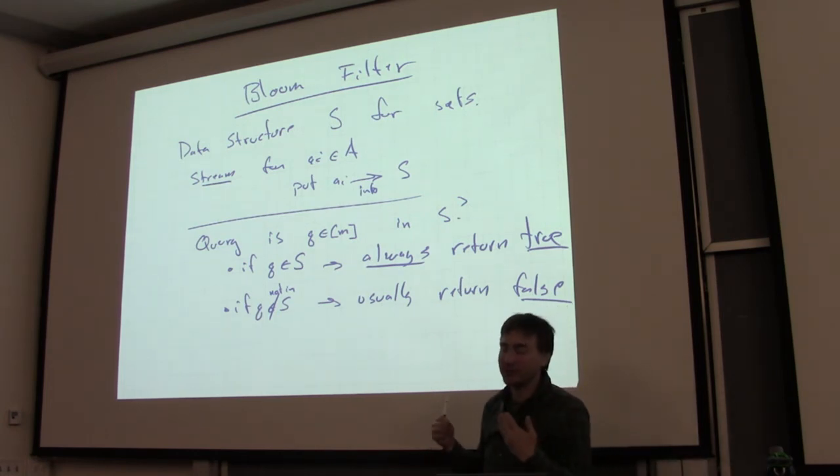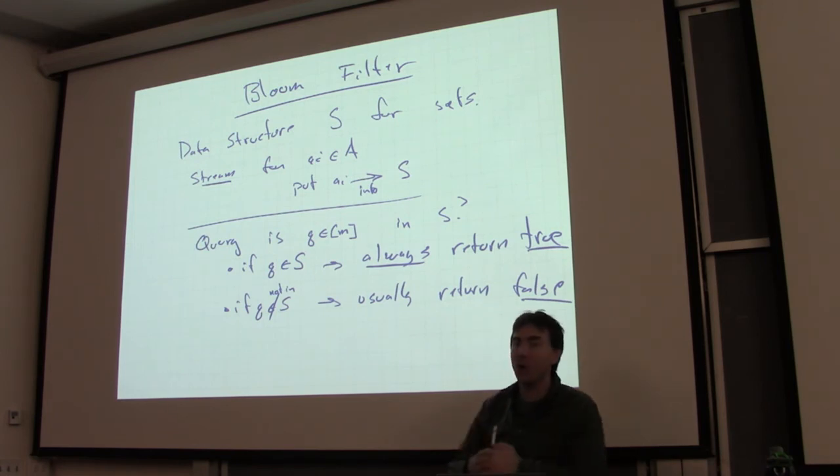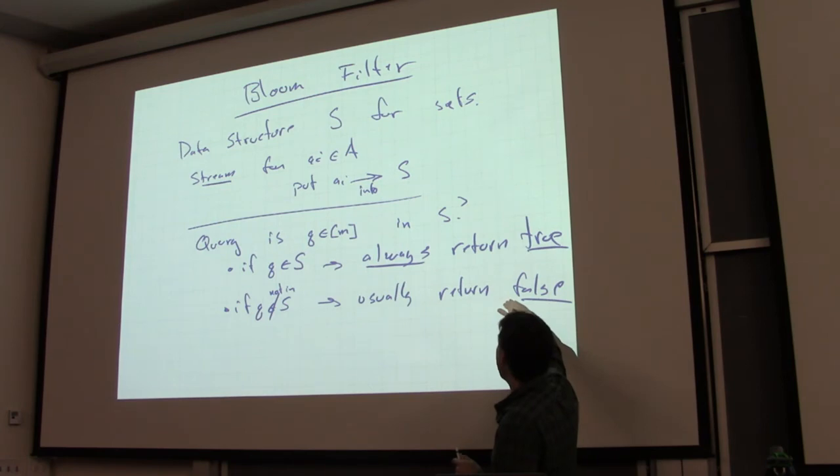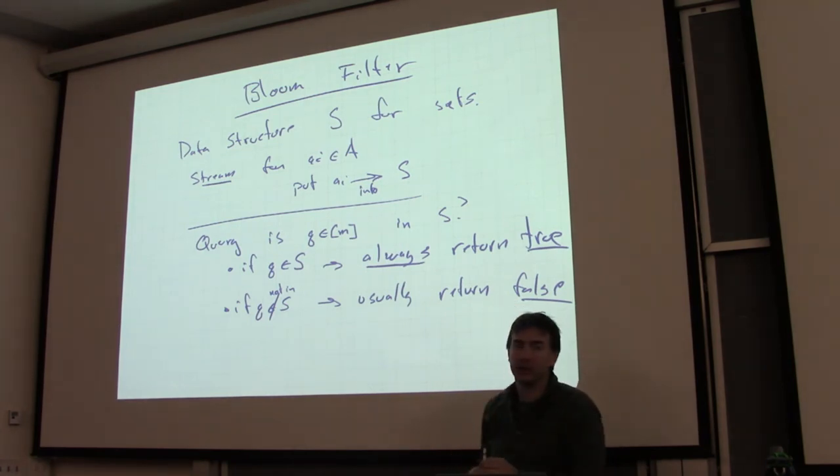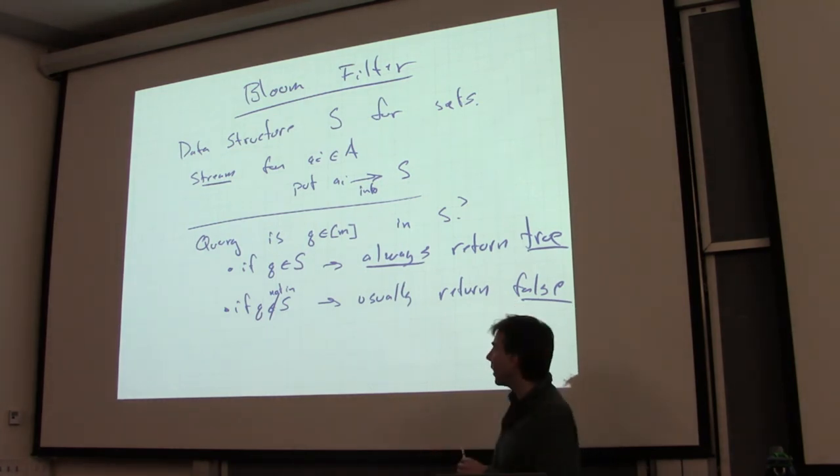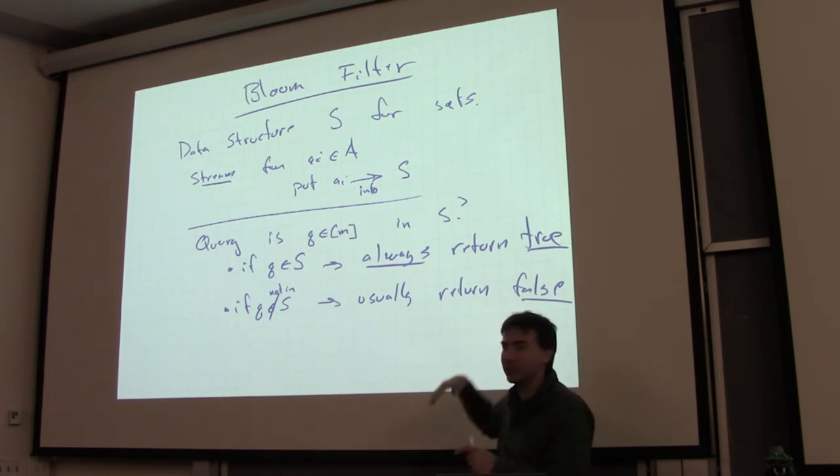If I want to solve this exactly, it turns out you need to store at least O(m) space. There's no way around this without having any of these false positives. But if you want to sometimes allow for false positives, then you can really compress the space.